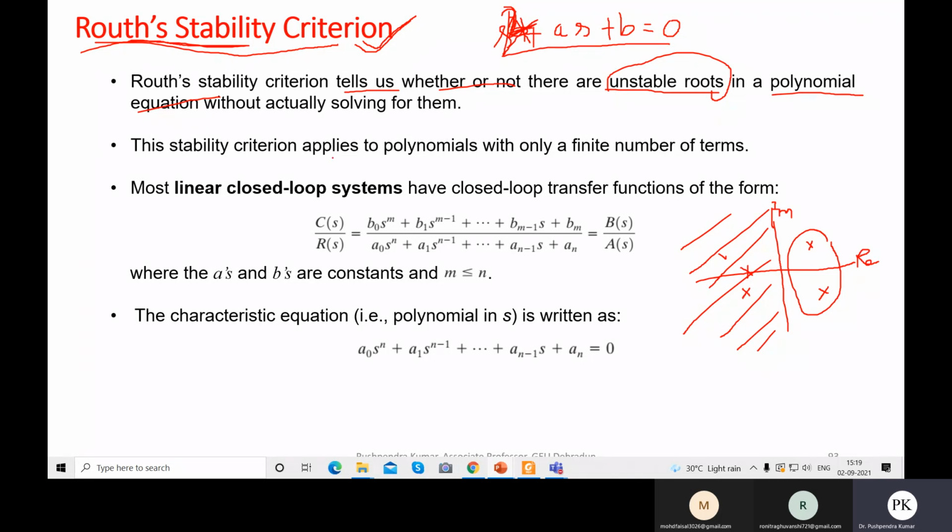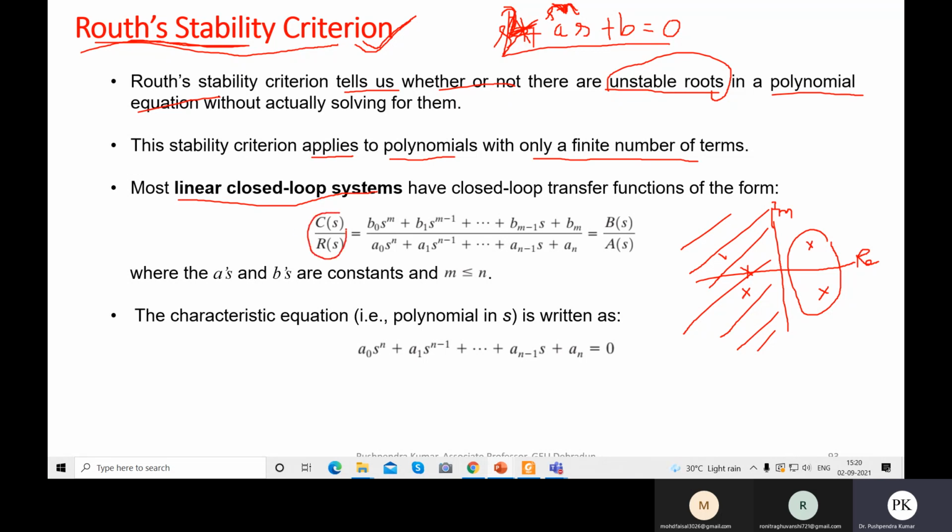The stability criteria applies to a polynomial with only a finite number of terms. There should be a finite number of terms like s square, s to the power 5, 6, 7 or anything, but it should be some finite value, say n. It should not be infinite. So generally a linear closed loop system is given by this transfer function.